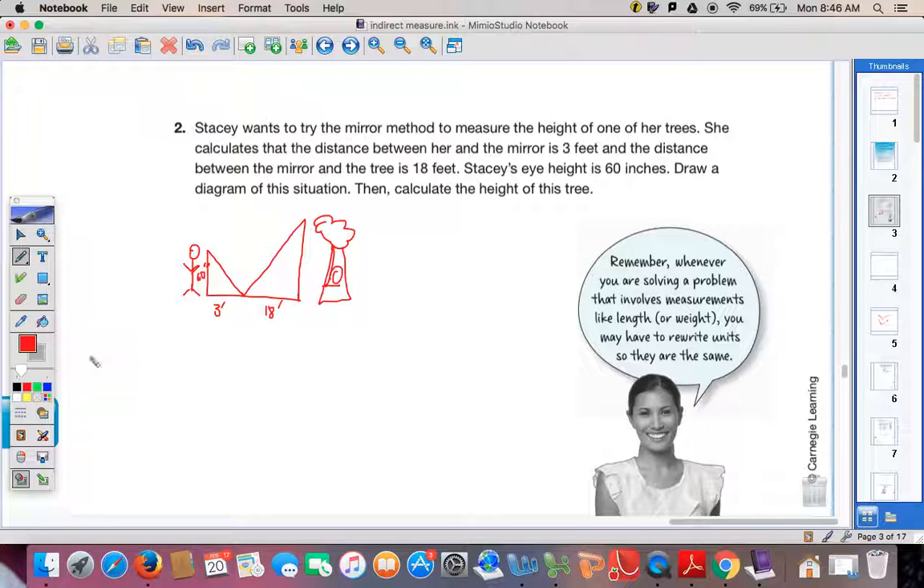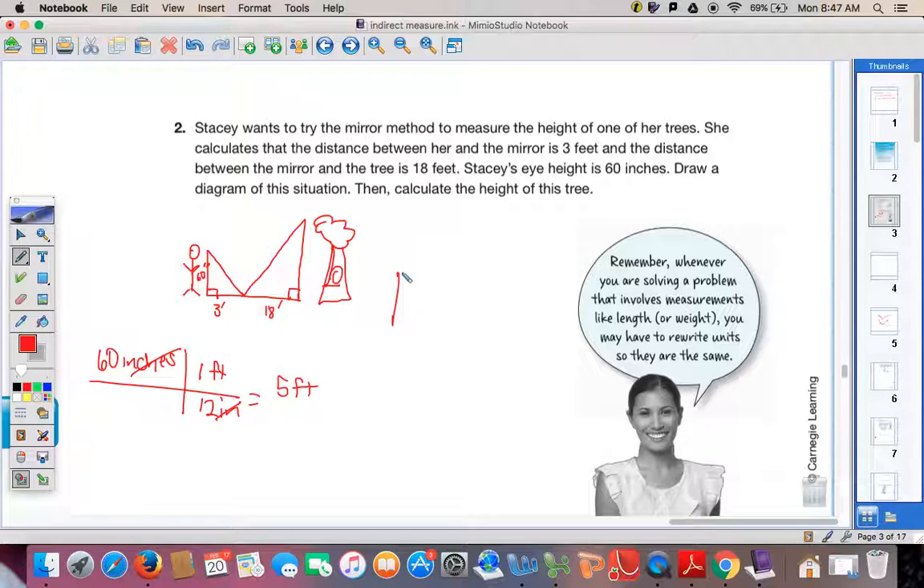Okay, well, the first thing we need to know is that 60 inches is the same as 5 feet, because we know that 1 foot is 12 inches, and our inches would cancel here, so we have 60 divided by 12 is 5 feet. So you want to have all your measurements in the same units. So now we've got 5 feet here. We know that this is a 90-degree angle, and we know this is a 90-degree angle.